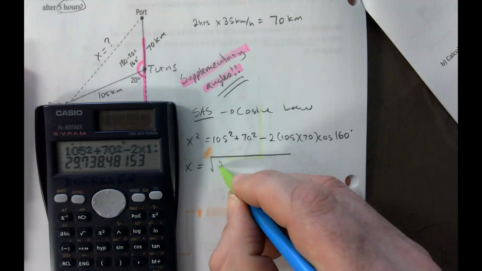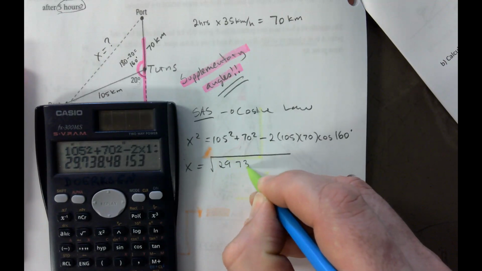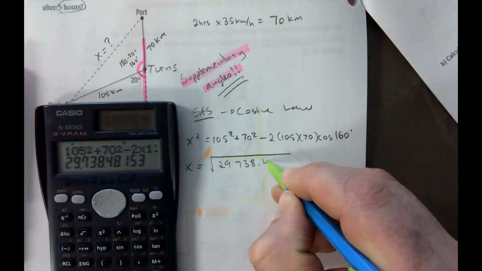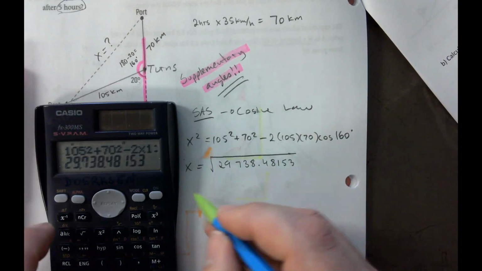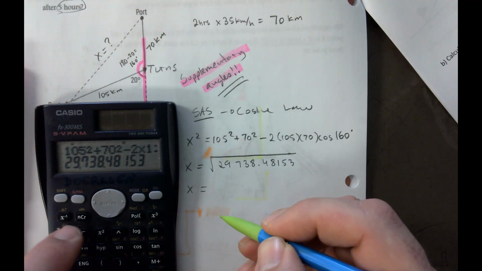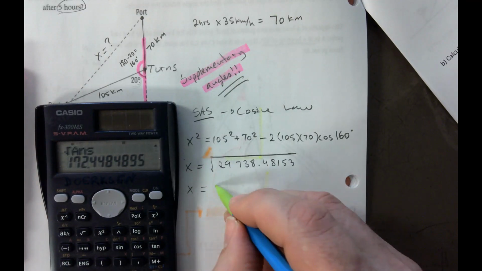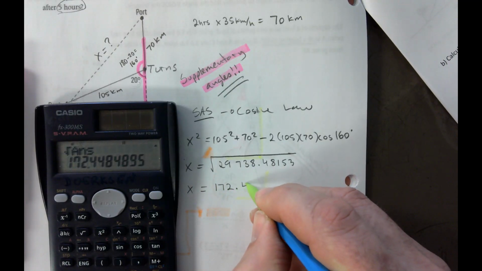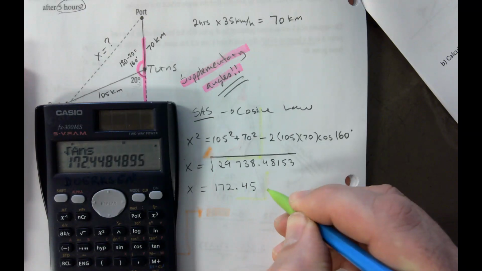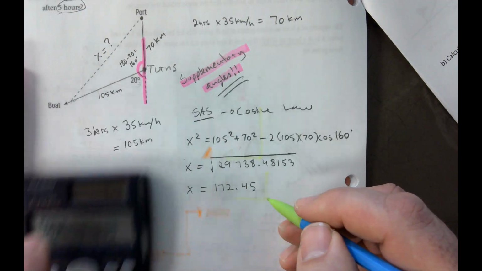You get 29,738.48153. I'm actually writing down all the decimals here. And then just press the square root button. It's 172.48153. And we are in kilometers.